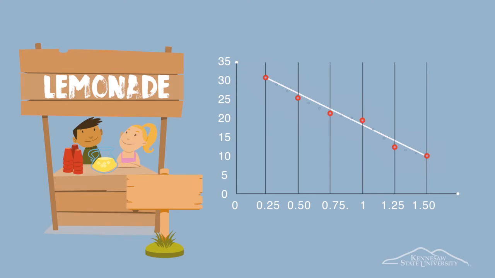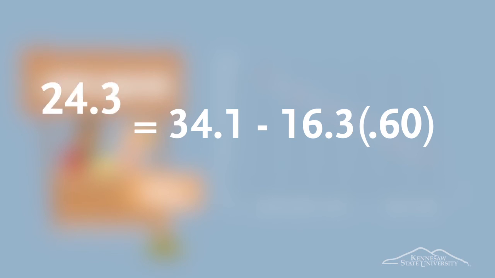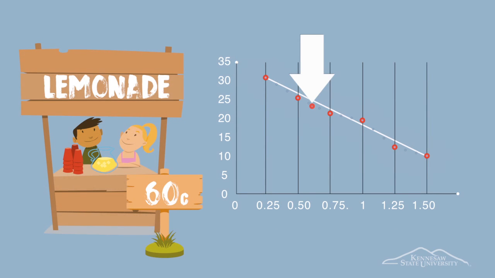Now, we don't have a data point for when the price is 60 cents, but we might want to predict what the sales would be if we set that price. Based on the regression equation, we can predict that at a price of 60 cents, the sales would be 34.1 minus 16.3 times 0.60, which is equal to 24.3 cups. Powerful.